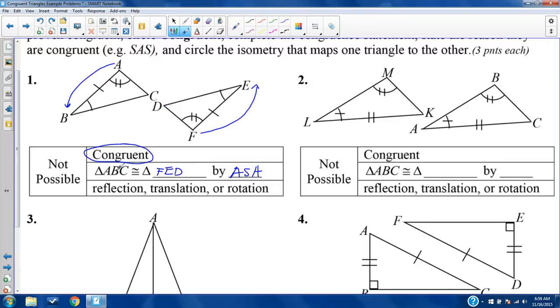If this said CBA, then this would say DEF. It's not always alphabetical, so just follow along with what the other triangle says. In fact, it looks like all these might be ABC. Now, what was this? This looks like a rotation.